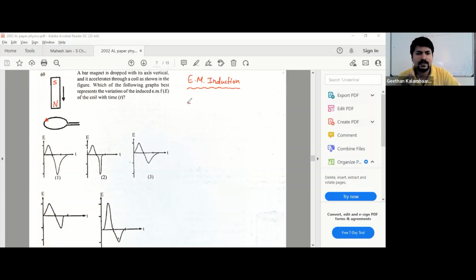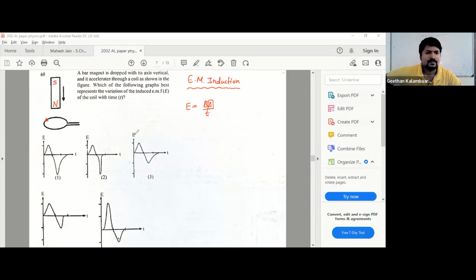And for the EMF, E is dBA by dt, you know, that's dBA by dt. So A in this case is not changing, it's constant, but dB by dt is changing, right? As it comes down under gravity, dB by dt value is increasing. So when dB by dt is increasing, EMF is increasing.